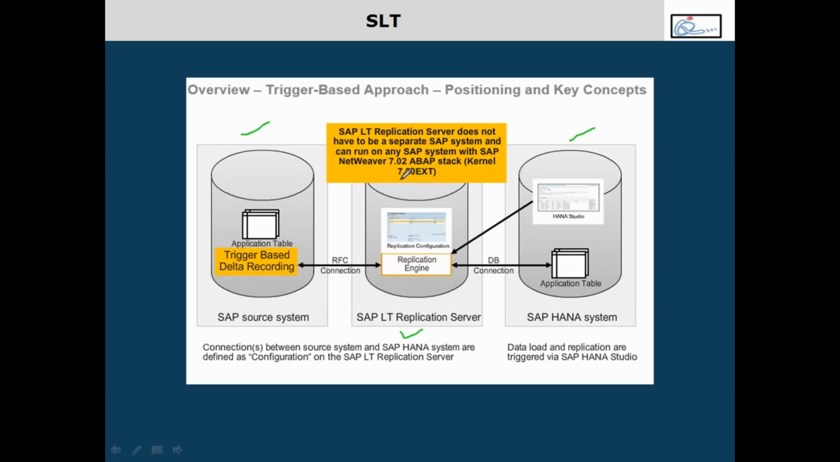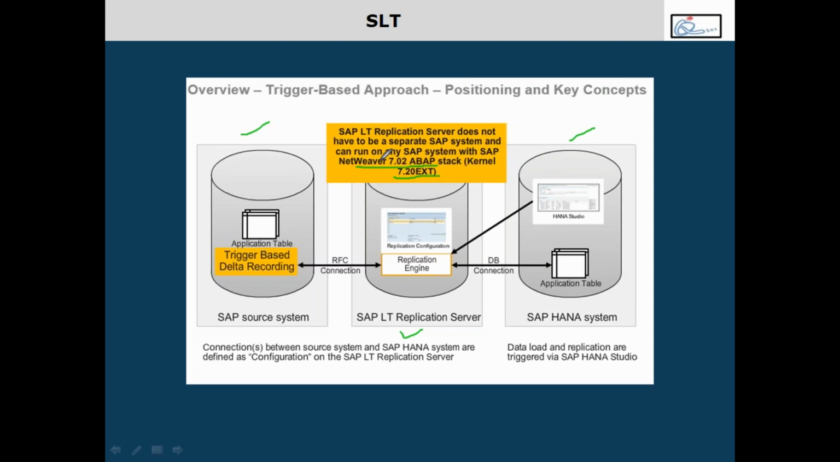To install the SLT server, we need a minimum ABAP stack 7.02 and the kernel should be 7.20. So if I have to install the SLT server, the minimum I need is ABAP stack 7.02 and kernel 7.20. These two properties must be satisfied in order to have your SLT server installed as an SAP server.